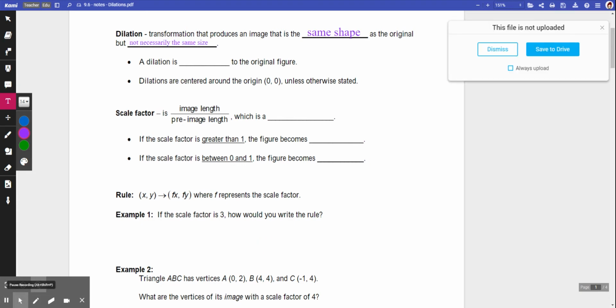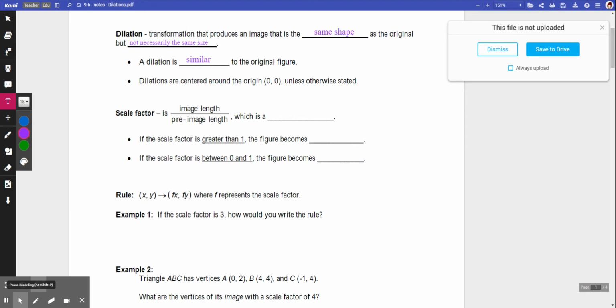The three transformations that we talked about already, translations, reflections, and rotations, maintain the size of your shape, but a dilation is the only transformation that does not do that. So, when you do a dilation, it is similar to the original figure. That means similar is just the math way of saying same shape, but not necessarily the same size. And dilations are centered around the origin unless otherwise stated.